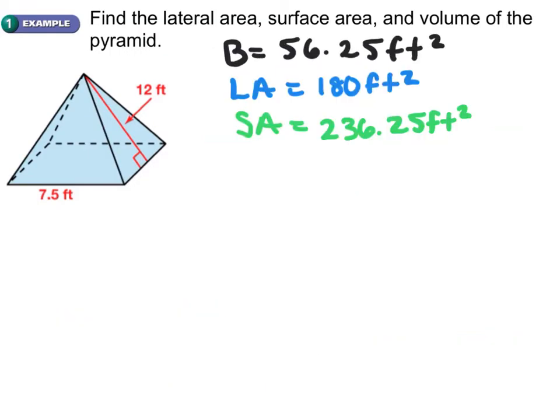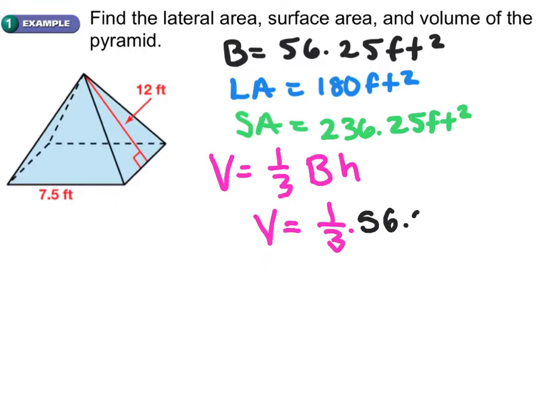Now the last part of this problem asks you to calculate the volume. In order to calculate the volume, it's 1/3 the area of the base times the height. If I substitute, the volume equals 1/3 the area of the base, which we already calculated is 56.25. However, the height we don't have yet because the height is this vertical distance.